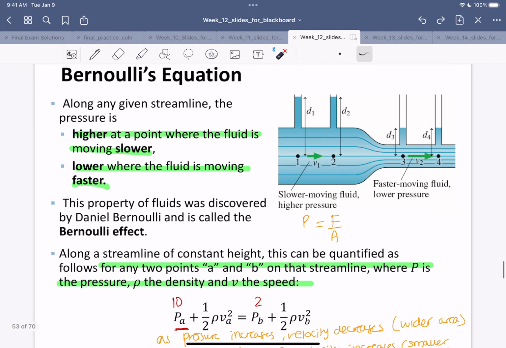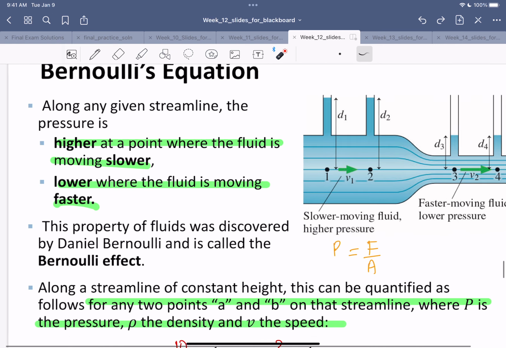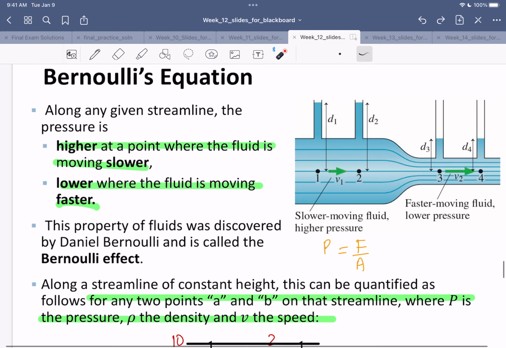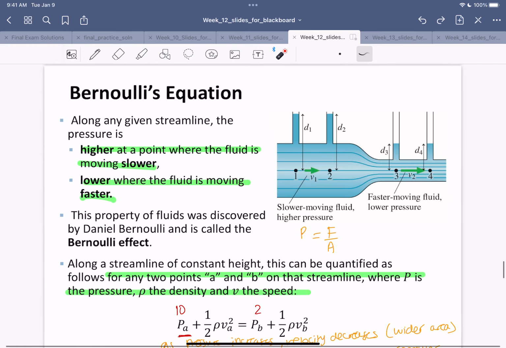But yeah. Here we have Bernoulli's equation, which is just an extension of the hydrostatic pressure equation, but it also factors in movement of a fluid, right? So here it tells us that pressure is higher at a point where the fluid is moving slower, and the pressure is lower where it's moving faster. And I'll explain why here in a sec, because it sort of doesn't make sense if you use your intuition, but there's an explanation here using the equation.